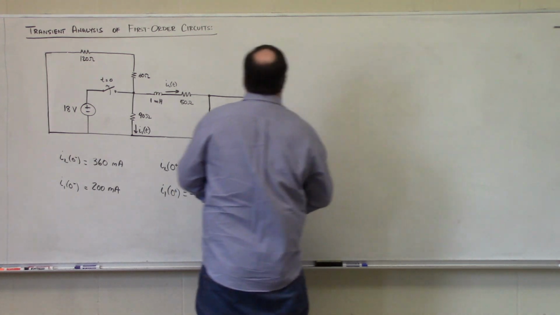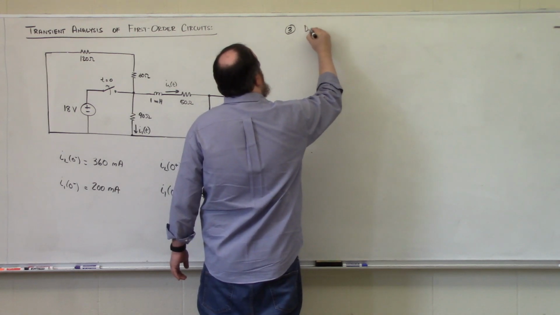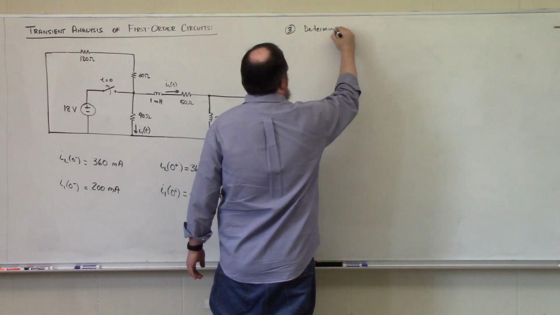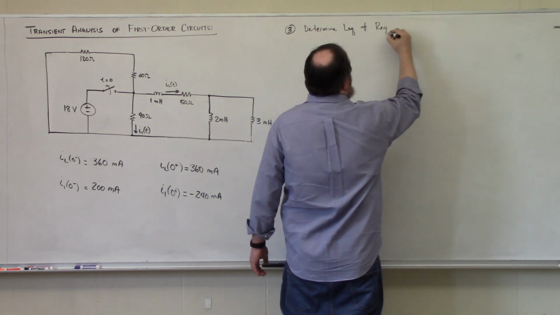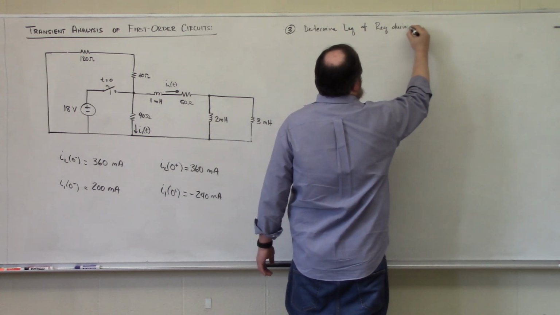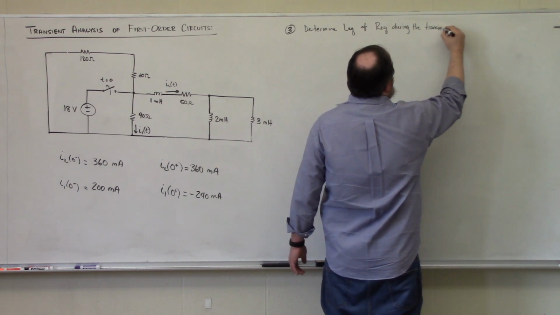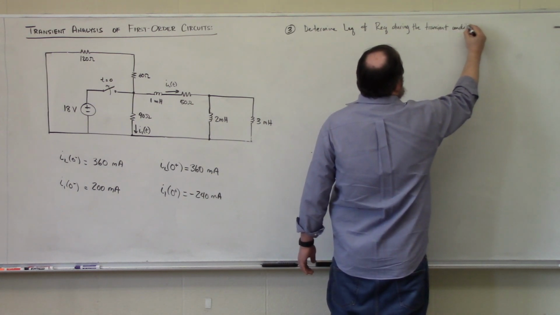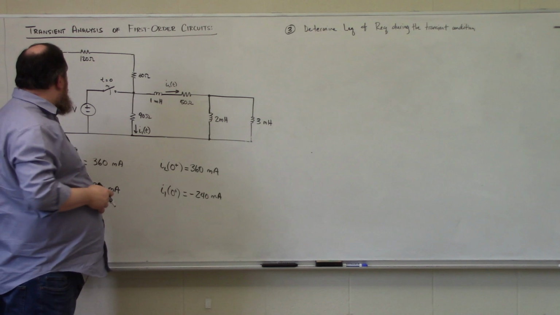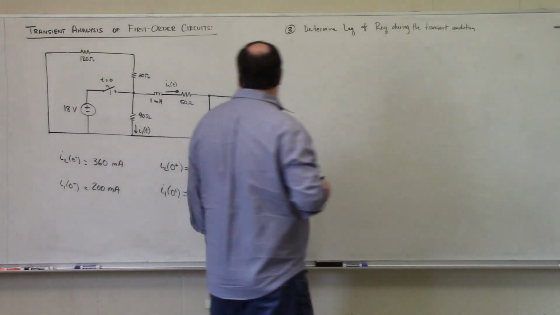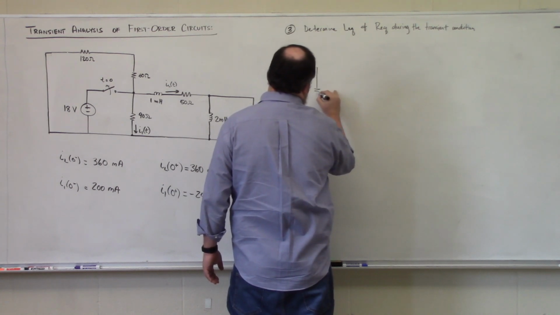Our third step is to determine LEQ and REQ during the transient condition. Since we're during the transient condition, that means that the switch is opened and the 18 volt source is disconnected. So what we are going to have is the following overall network.